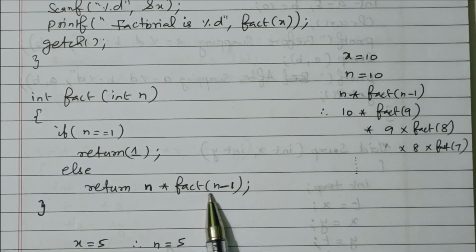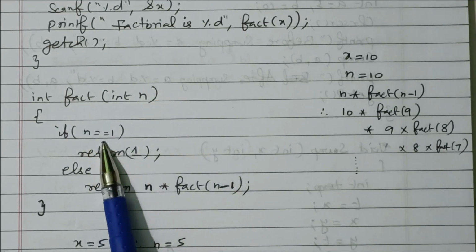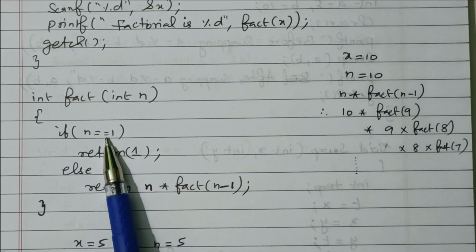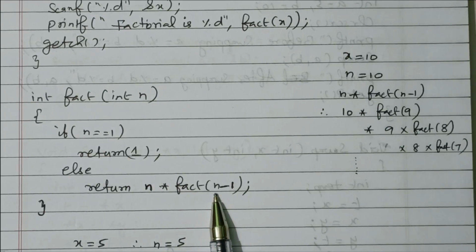What is the meaning? Again we are calling the function. That is called recursion. The same function calls itself inside. So again here we are calling the same function. The control will transfer to this factorial. Again it will check n equal to 1. It's not 1. Now it is 4. So it will return 4 into factorial of 4 minus 1, 3. So it will return 4 into factorial of 3.